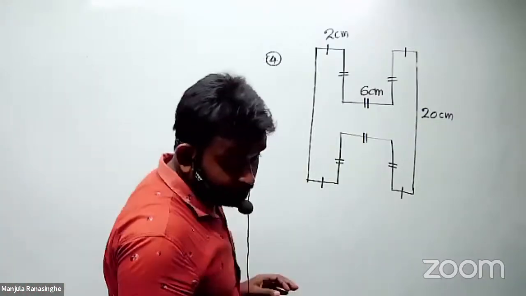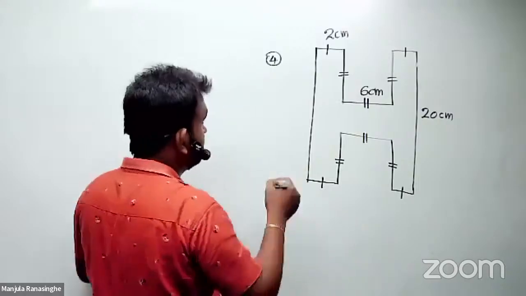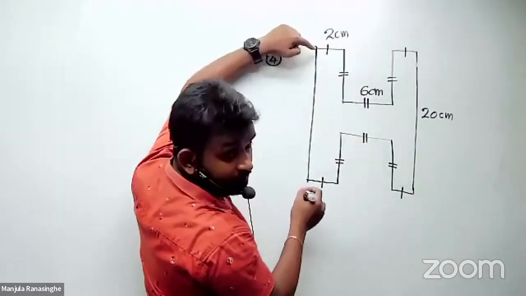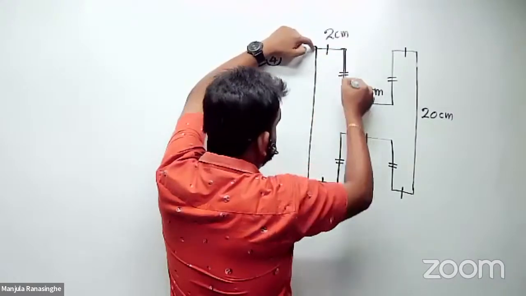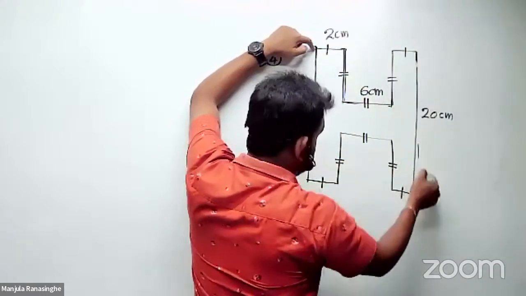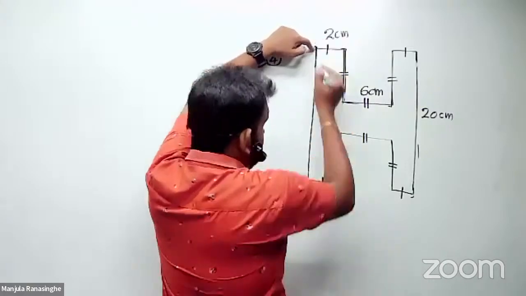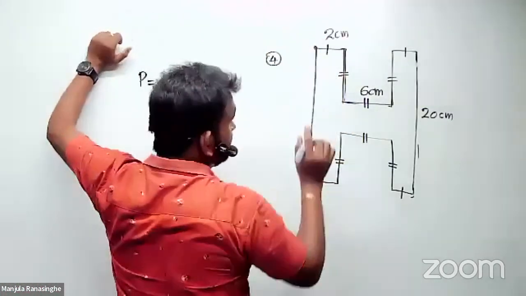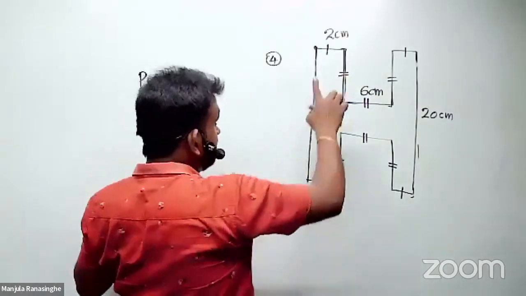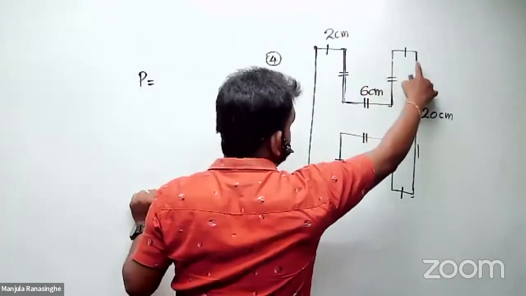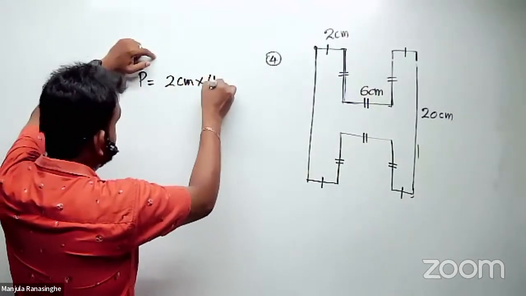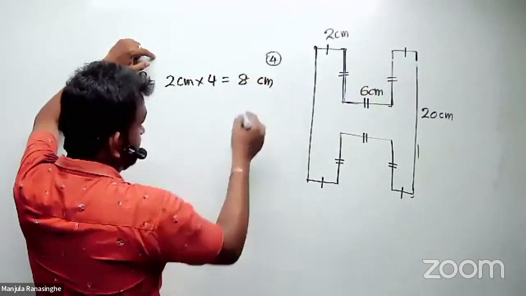Right. So this is the way of dealing with it. I start with this point and run throughout this length: this one, this one, this one, coming back to this one. Okay. So the easiest way to get the perimeter here: similar two parts, 1, 2, 3, 4. So 2 centimeters, 4 parts, it gives you 8 centimeters.